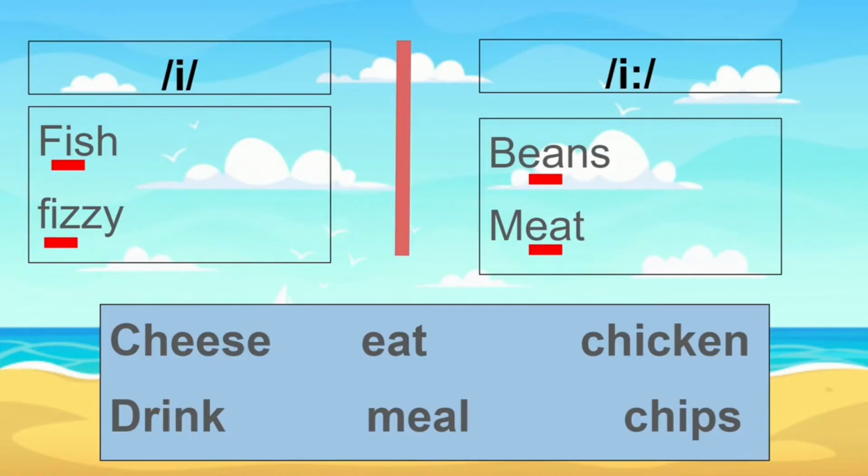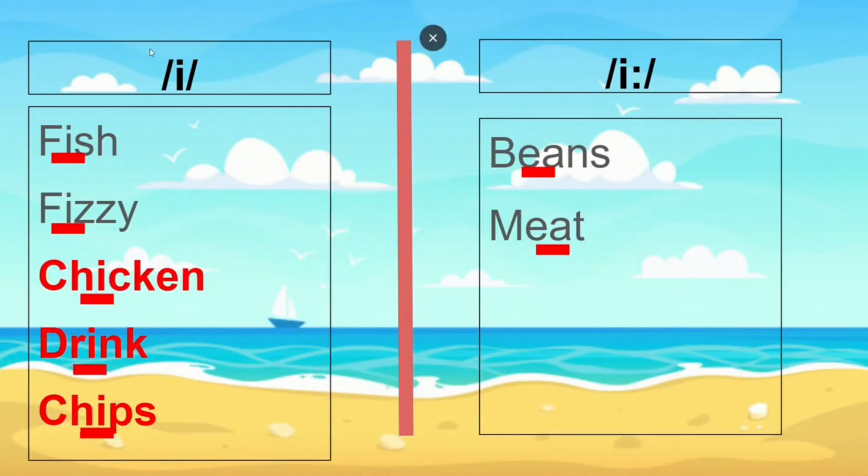Okay, let's discuss the answers together. For the short vowel, we have over here fish, fizzy, chicken, drink, and chips. You can see the red underline over here. It indicates where the pronunciation of the short vowel is located. You notice the pattern is all the letter I with the short vowel E sound.